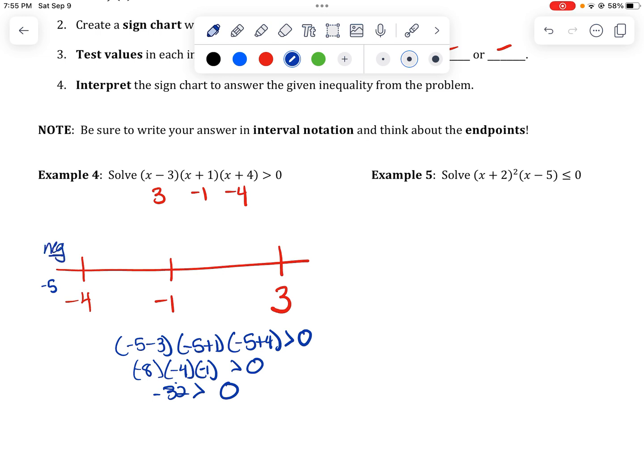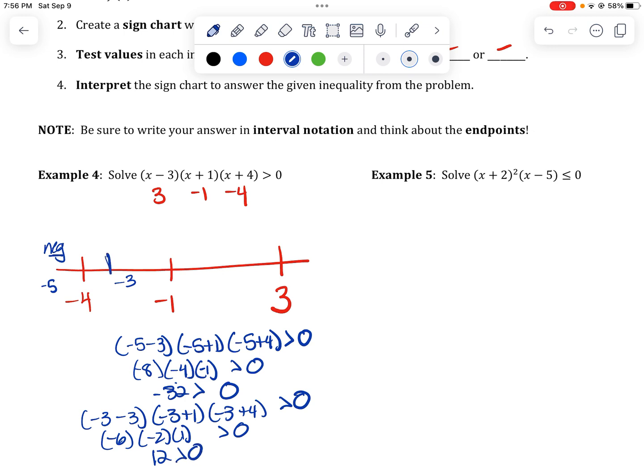So what's a number in between here? Could be -3. So let's test that one. -3 minus 3, -3 plus 1, -3 plus 4. Is that greater than 0? Well, this is -6, -2 and 1. Well, that's 12, which is greater than 0, so this is positive. Well, what's a really easy number in here is 0. So if I did 0 minus 3, 0 plus 1, 0 plus 4, is that greater than 0? So -3 times 1 times 4. Well, I know that's going to be negative.